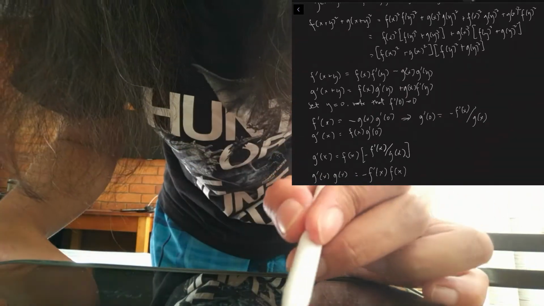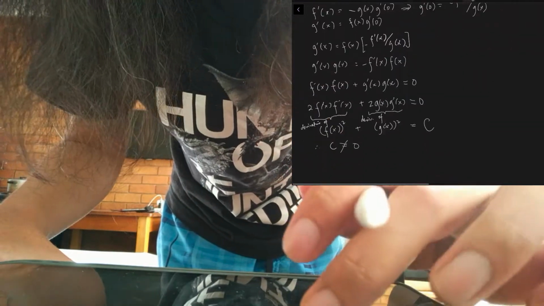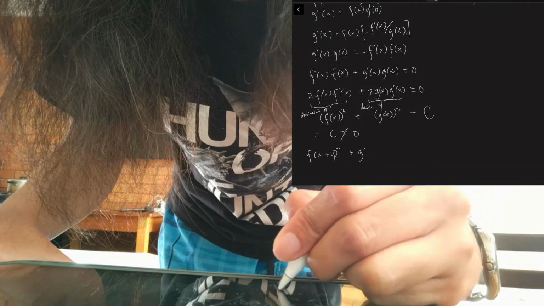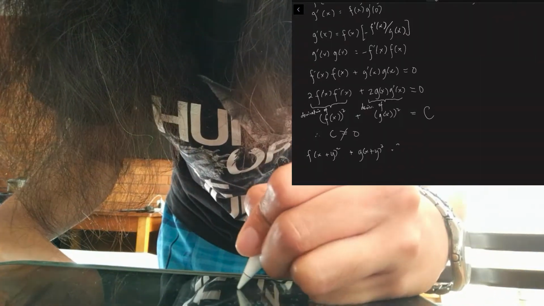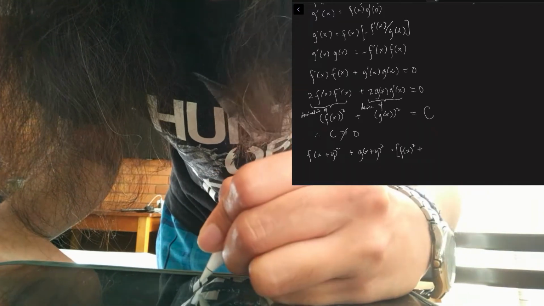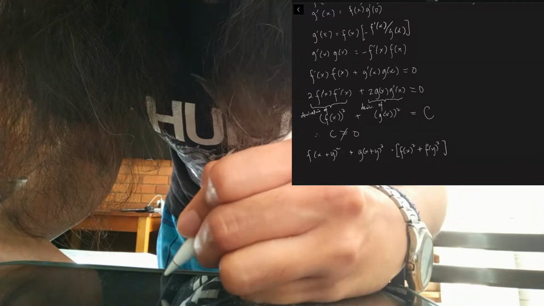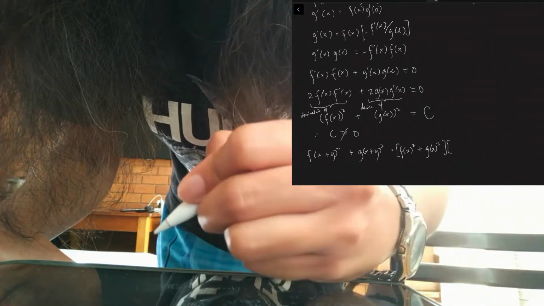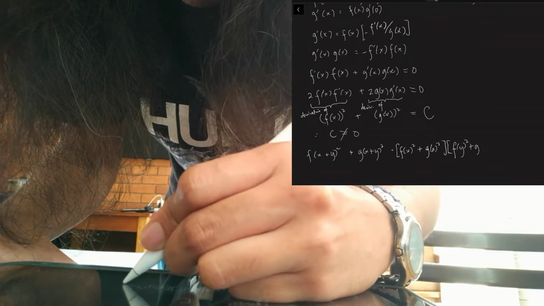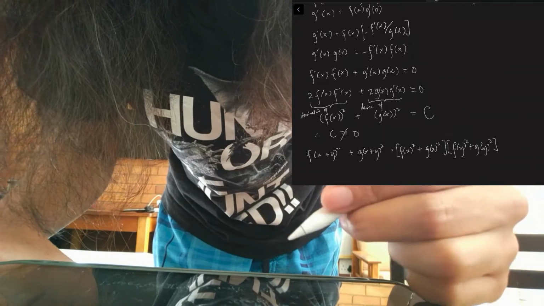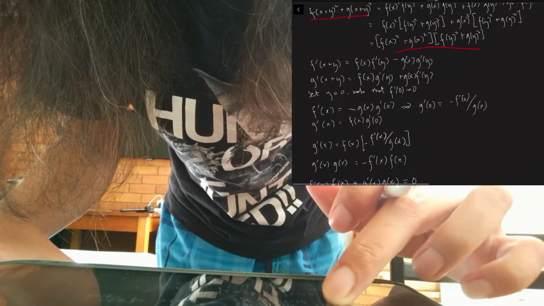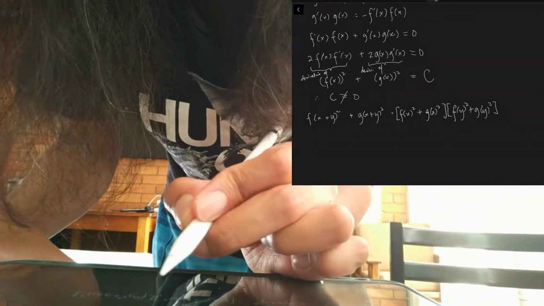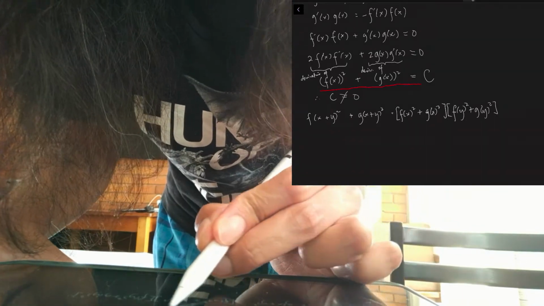The property that we derived here initially, the fact that f of x plus y squared plus g of x plus y squared is equal to the product of f of x squared plus g of x squared multiplied by f of y squared plus g of y squared. Let me check. Yes, that's the property.